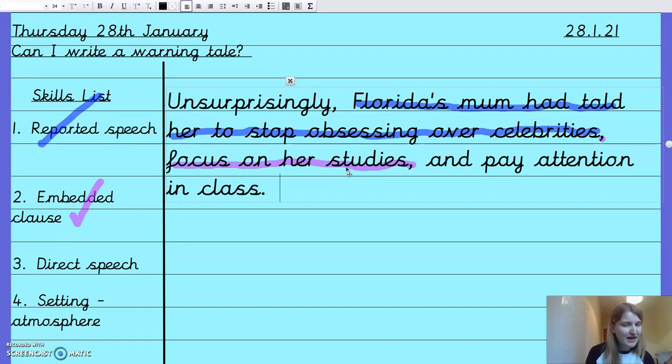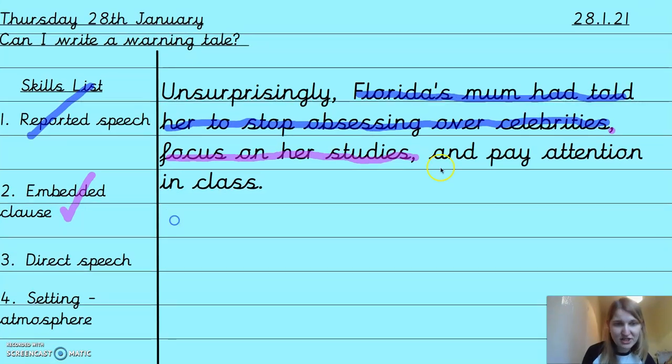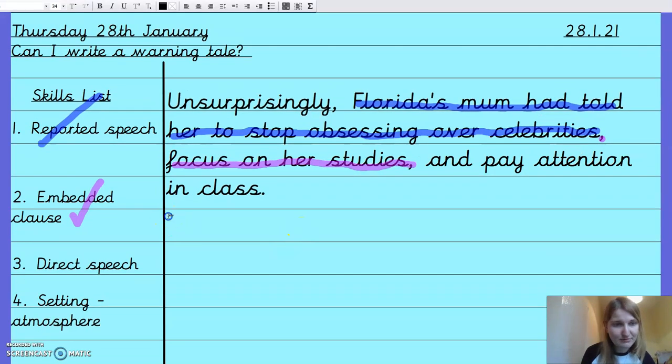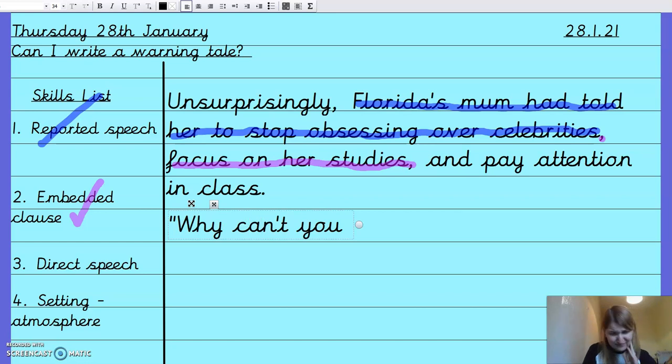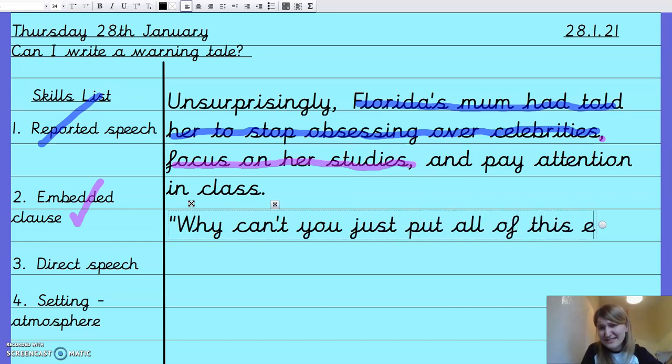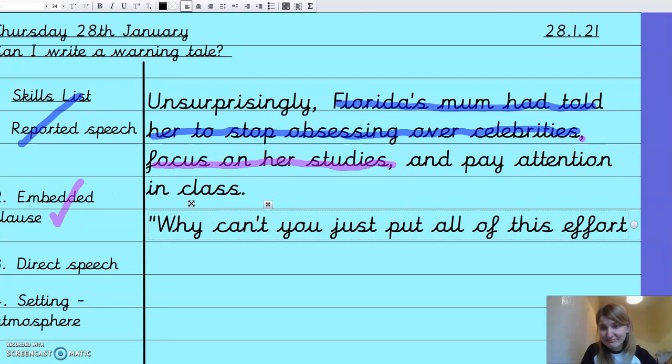Let's continue. Okay, my next skill I've got on my list is direct speech. So why don't I get some direct speech in right now about Florida's mum? So why don't I get a sentence that she could say? What do you think Florida's mum would say? Do you think she's probably a bit fed up with all of the stuff that Florida talks about with celebrities? What about if we say, okay, she said about focusing on her studies. Why can't you just put all of this effort, slipping off the screen there, effort into fractions?